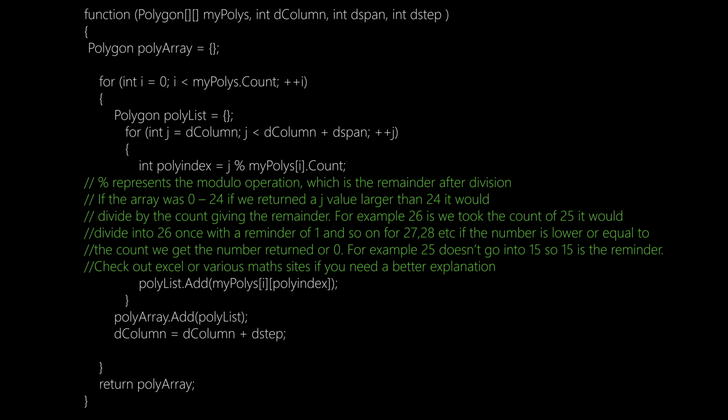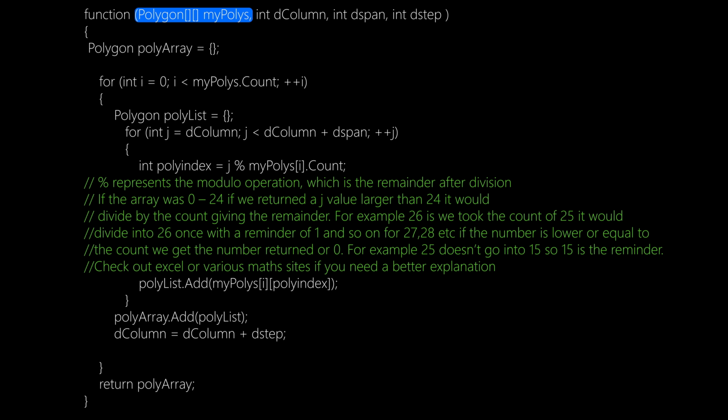I created a function for this, and it's fairly simple, but let's run through it. First we start with function, and then we set the inputs that we want. This time I said polygon, and I put two square brackets in, which indicates that we're going to feed in an array. And I called that my polys.